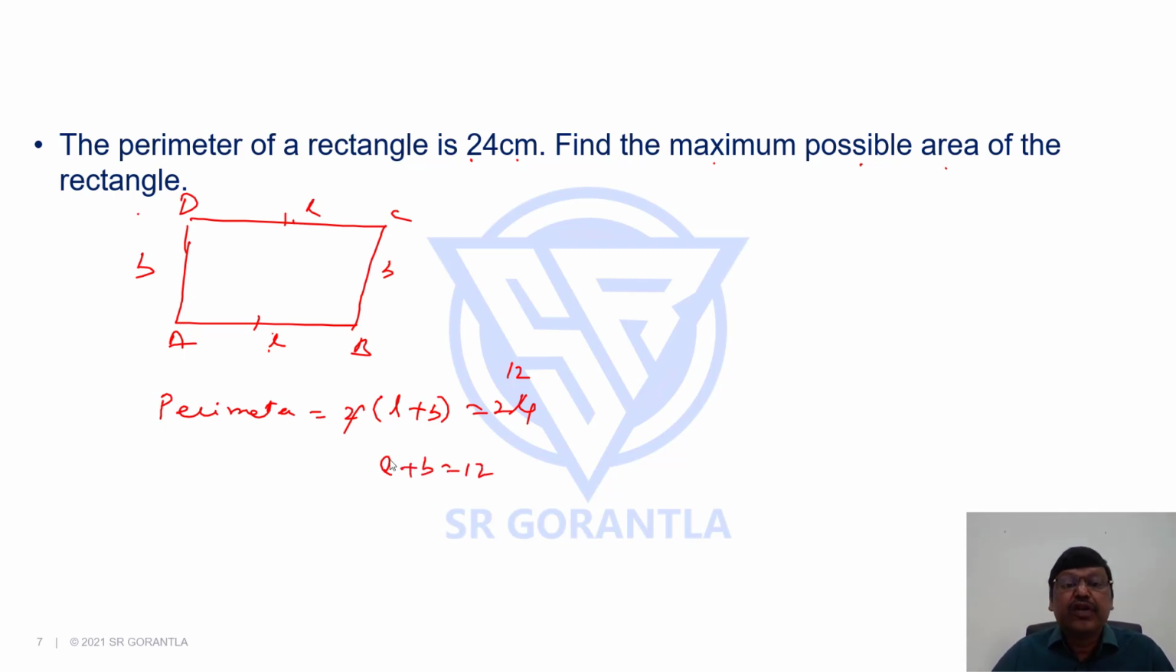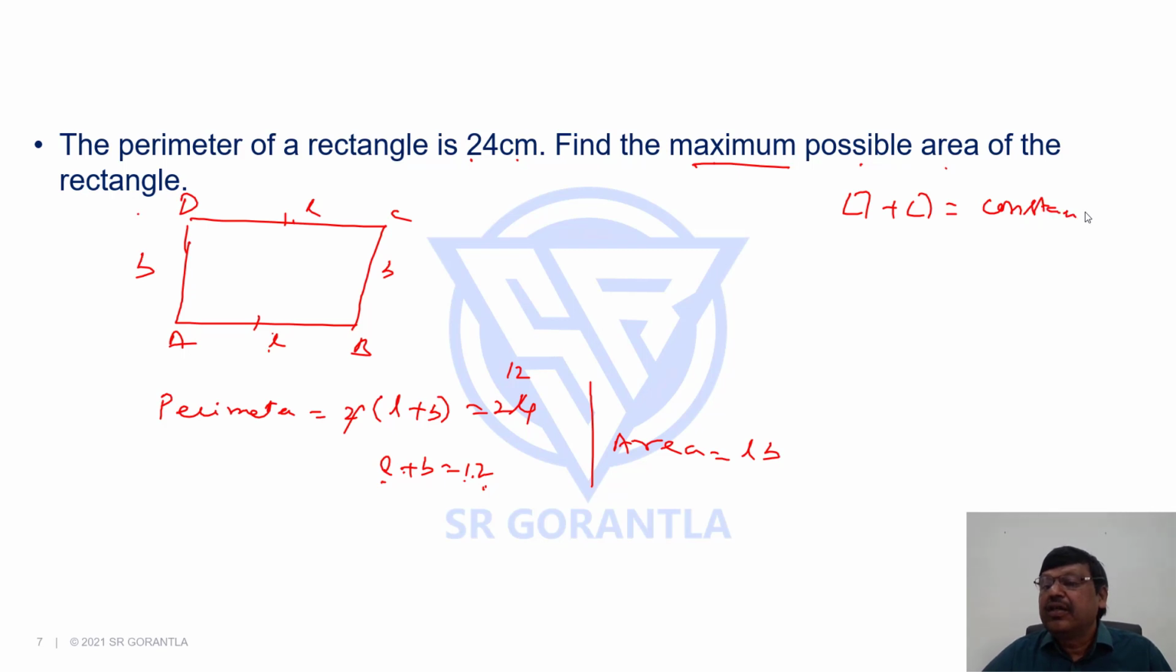If L plus B is 12, we need the area of the rectangle. Area equals L into B. And we don't know the breakup. That's the reason the question is asking for the maximum possible area. Please remember, when the sum of two numbers is constant, the product can be maximum when the two numbers are equal.